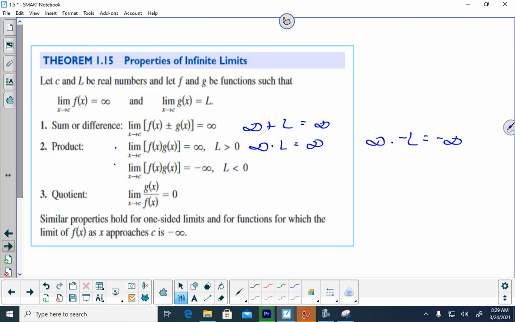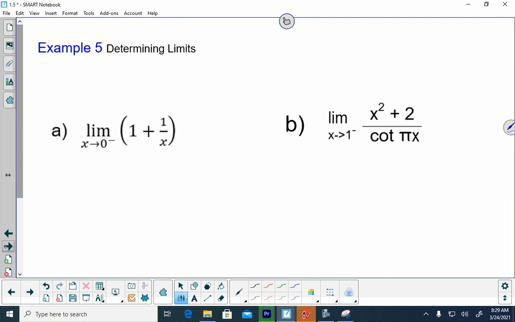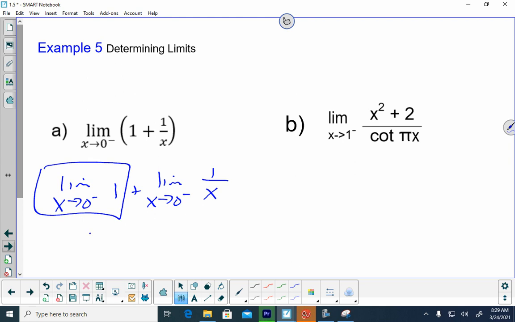If I take a constant and divide by infinity, so I'm taking a number and dividing it by a larger and larger number, that's when it's going to equal 0. So some of these are in order to find the limit algebraically. So if I'm looking at this, I had the limit as x approaches 0 from the left. I'm thinking of the limit as x approaches 0 from the left of 1, plus the limit as x approaches 0 from the left of 1 over x. This is just going to be 1.